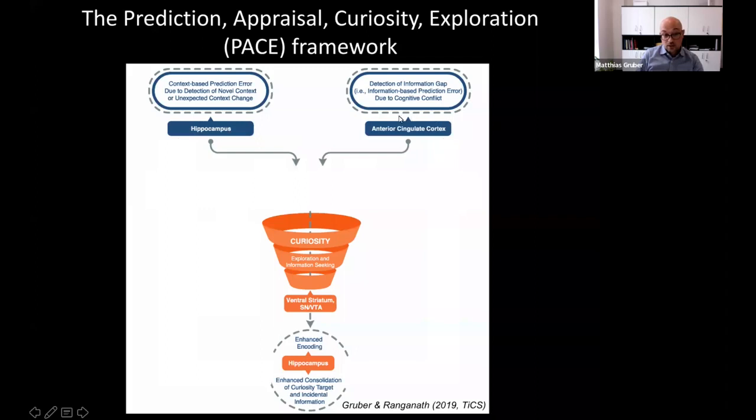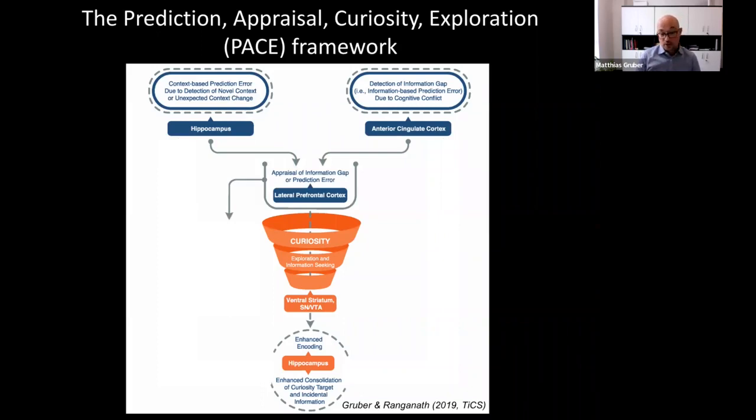And then on the other hand, the anterior cingulate cortex, or ACC for short, which codes the detection of information gaps, or so-called information-based prediction error due to cognitive conflict. So this is based on what we know from research about what the anterior cingulate cortex does to detect cognitive conflict and to act upon it, but also on the psychological theories on curiosity, that it codes these information gaps that might elicit curiosity. But one further step in this model is that it's not driven by, whenever you encounter a prediction error in the environment, an obligatory drive of curiosity. There has to be some appraisal or evaluation component in between that appraises that information gap or prediction error. And this could be coded by more lateral prefrontal cortex structures.